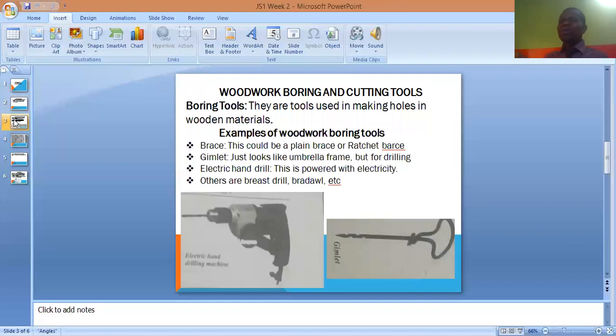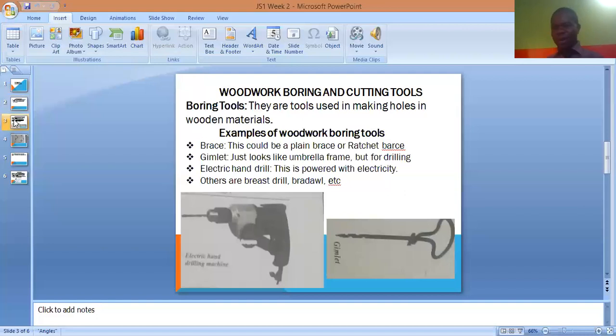They are the tools we use to create holes or bore holes in wood, or drill the wood to create holes in wooden materials. Examples of those boring tools are the brace, the gimlet, the electric hand drill or drilling machine. The brace is of two types. We have the plain brace and the ratchet brace.